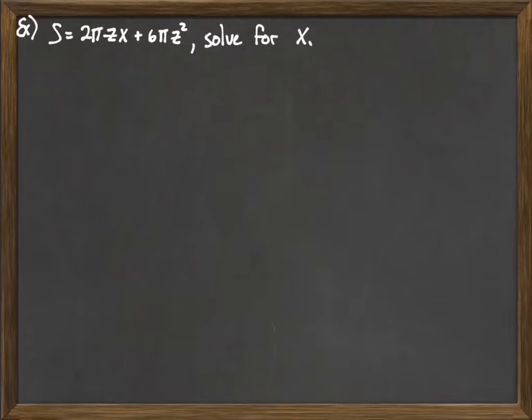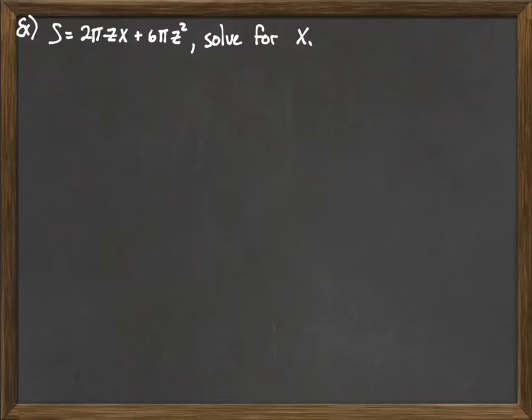So our last example here with literal equations, we have S equals 2 pi zx plus 6 pi z squared. Yes, that's the same pi you know from your circle, 3.14 that goes on forever, but we're going to keep it using the symbol here. And we want to solve for the variable x.